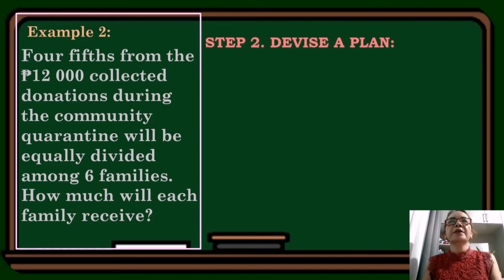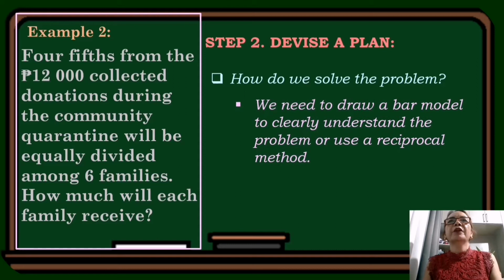The next step is devise a plan. How do we solve the problem? We need to draw a bar model to clearly understand the problem, or use a reciprocal method. Here we can also formulate our equation. Okay, so our equation would be 4/5 divided by 6 families. Okay, and then after that, we are going to multiply 12,000.